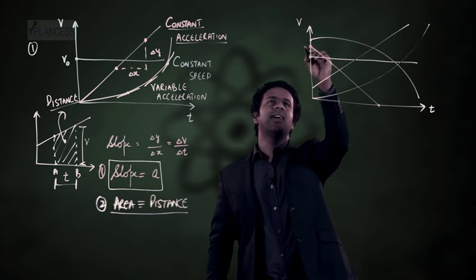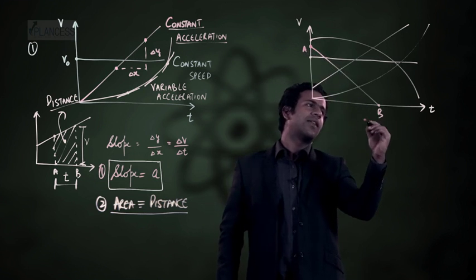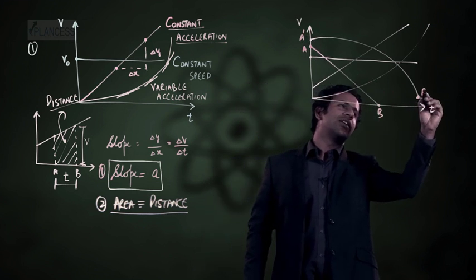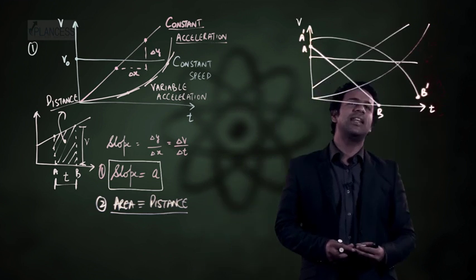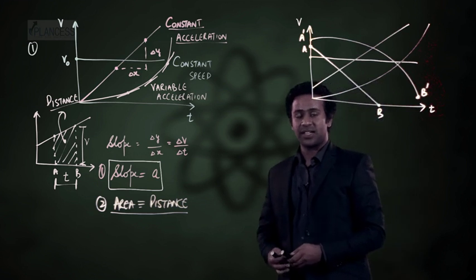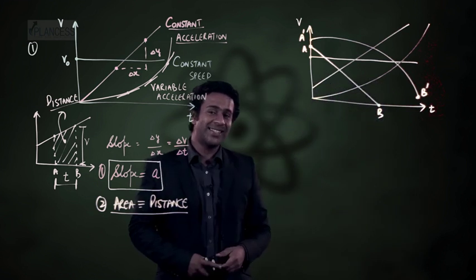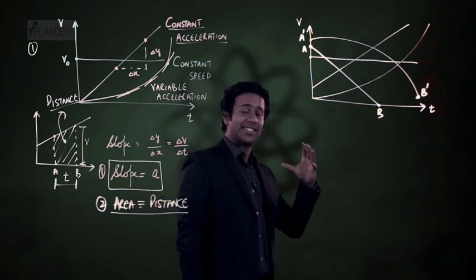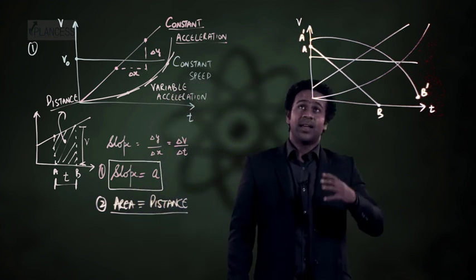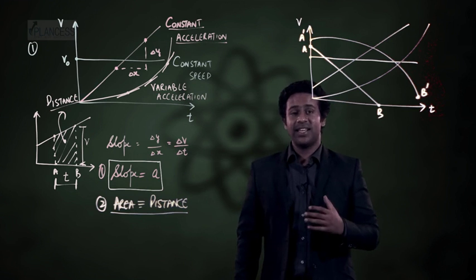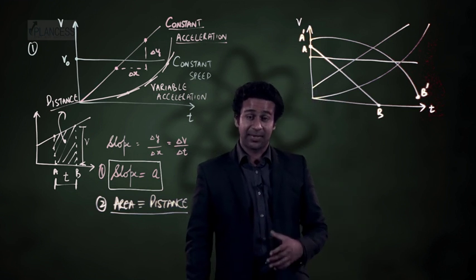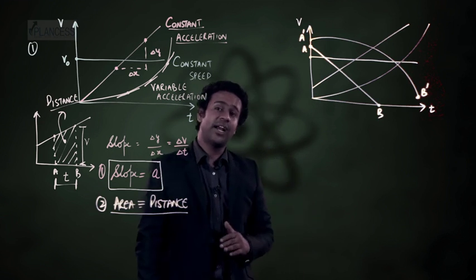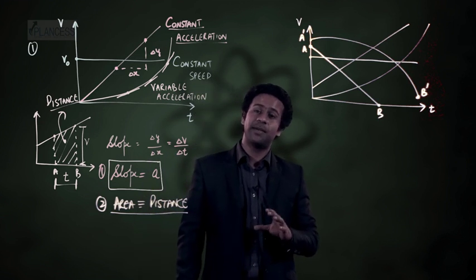Let me call this line AB and this curve A dash B dash. So what is the difference between AB and A dash B dash? AB represents negative acceleration, that is, the velocity is decreasing, but the velocity is decreasing at a constant rate, that is, the acceleration is negative, but still it is constant, it has a constant magnitude.